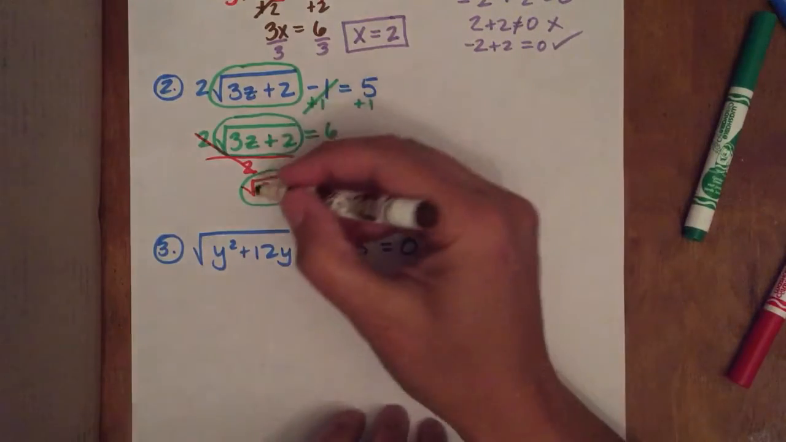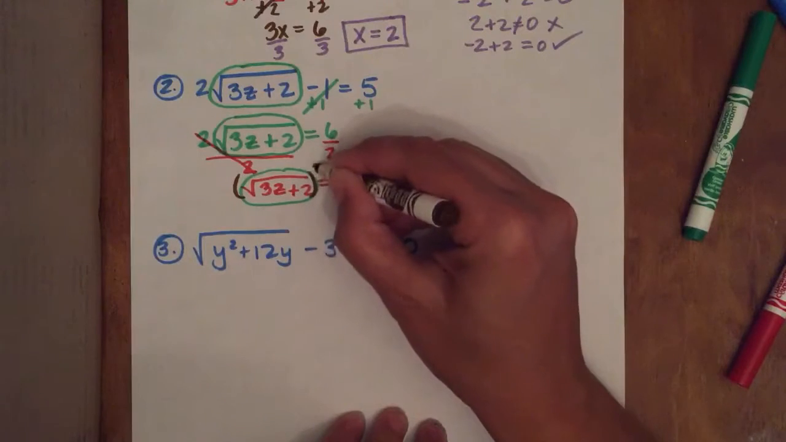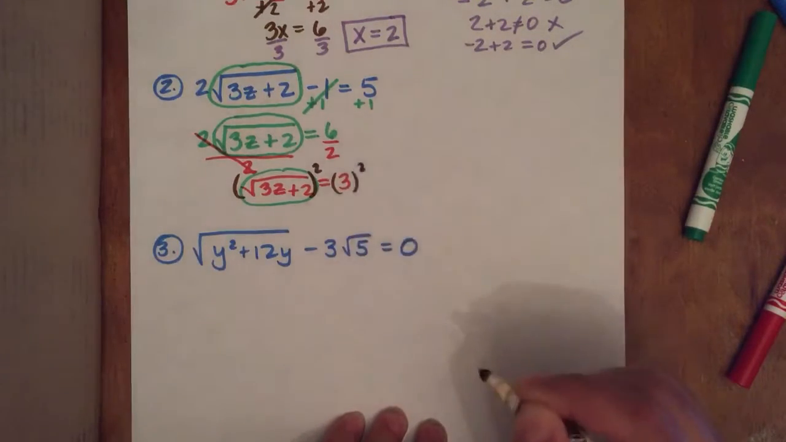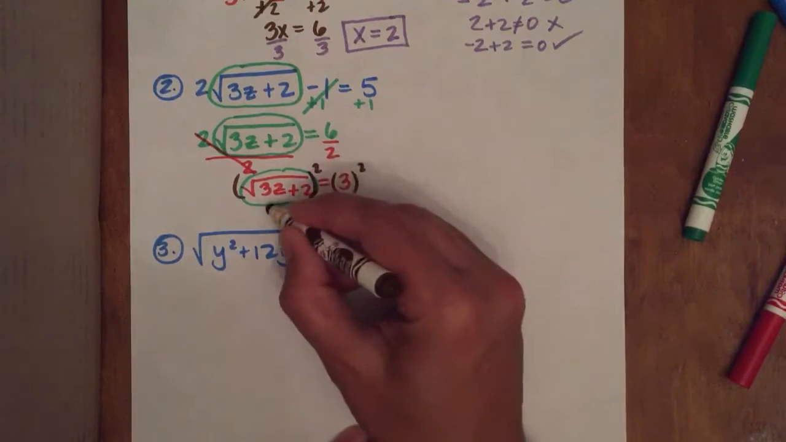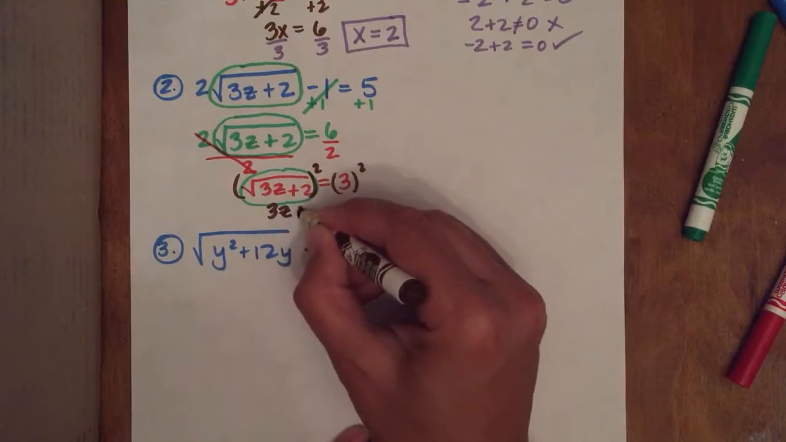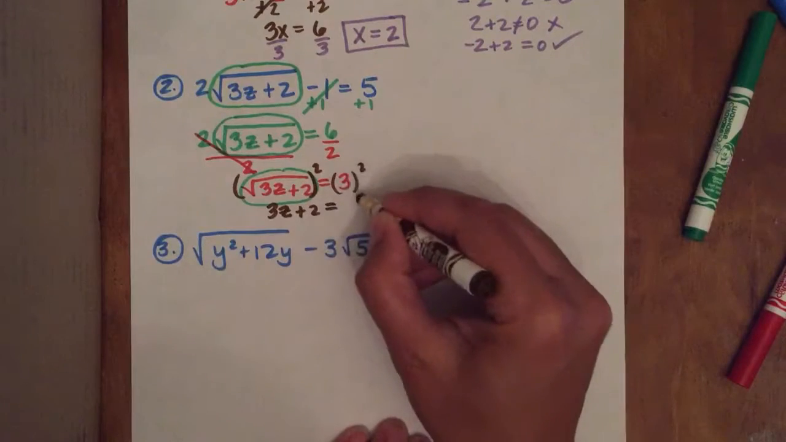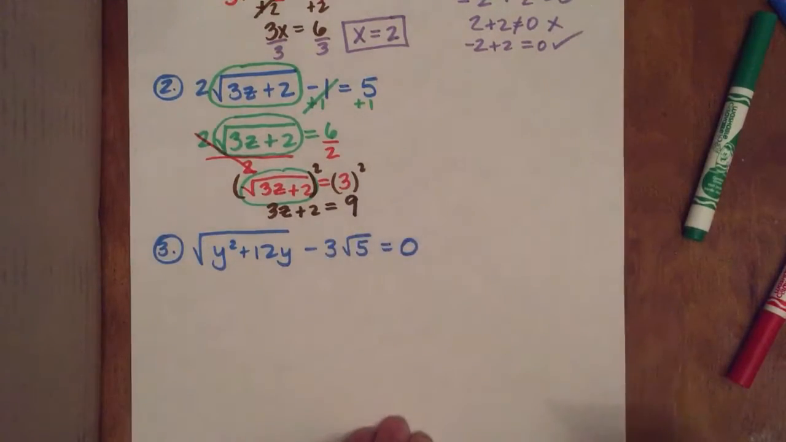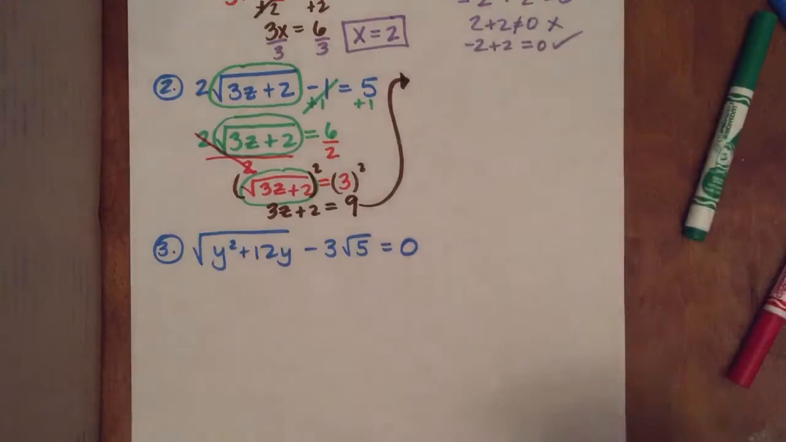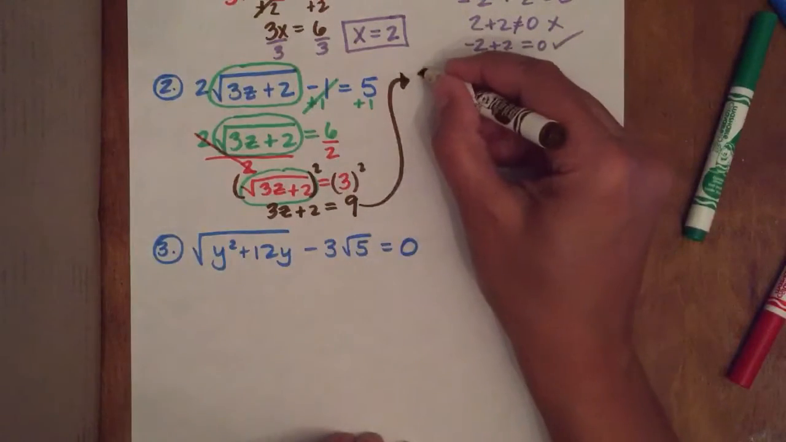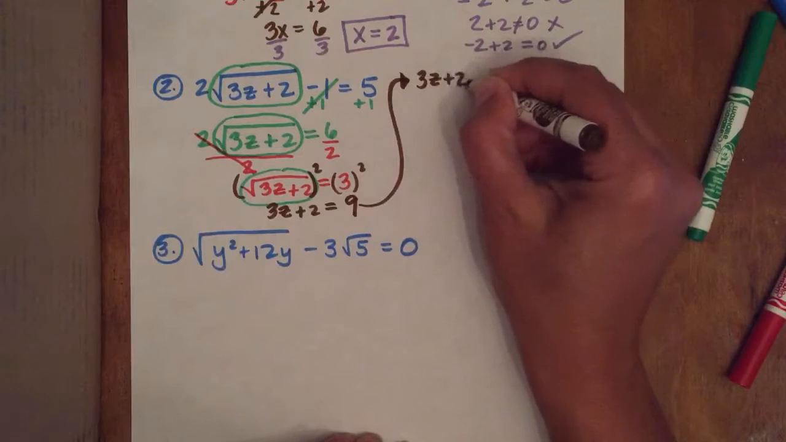So now I'm ready. I want to get rid of that radical, so I'm going to square both sides. And when I do that, again, we have inverse operations: squared and square root. So that leaves me with 3z plus 2 equals, and 3 squared is 9. Run out of room, so we're going to come up over here. So 3z plus 2 equals 9.